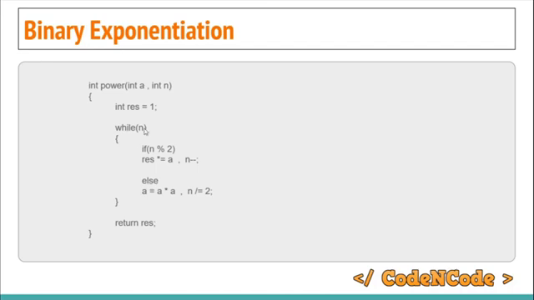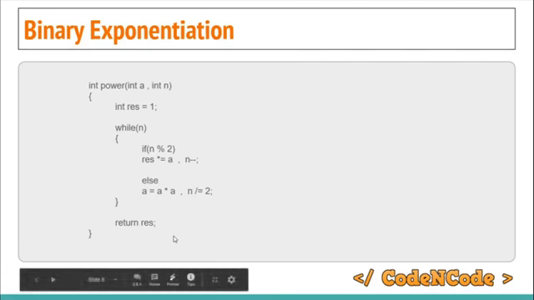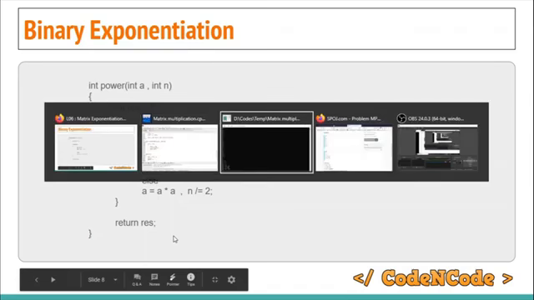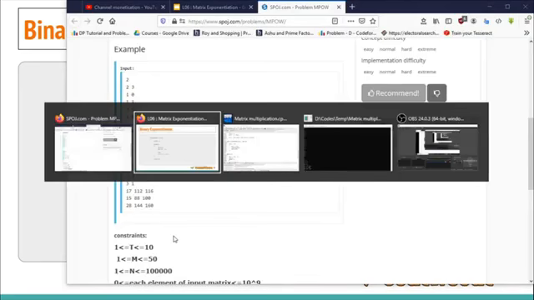So what we did is, while n is greater than 0, if n was odd, we updated result to be result into a and n minus minus. Otherwise we updated a to be a square and then divided n by 2, and finally returned the result. So that is what we are going to do now.